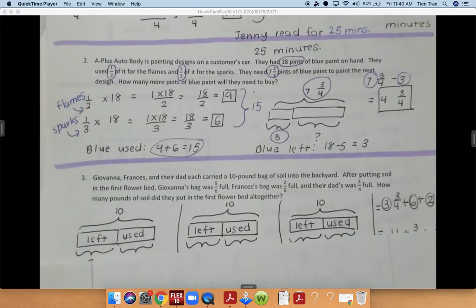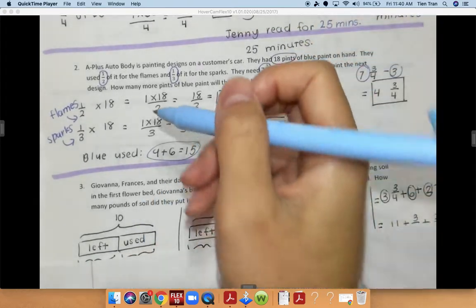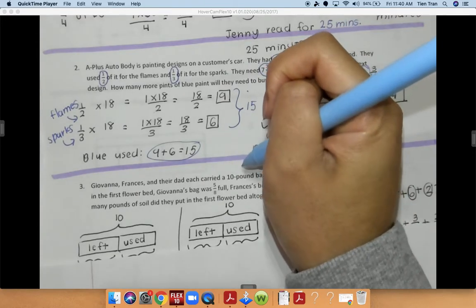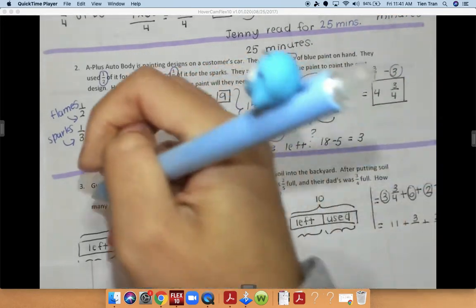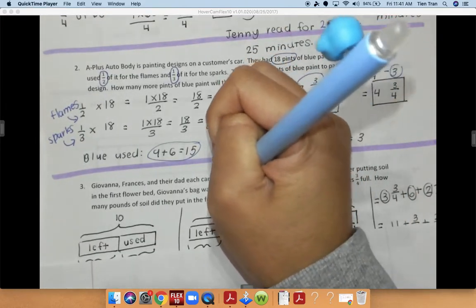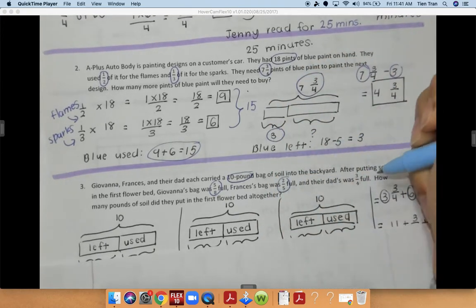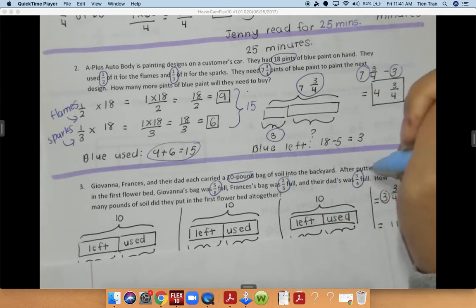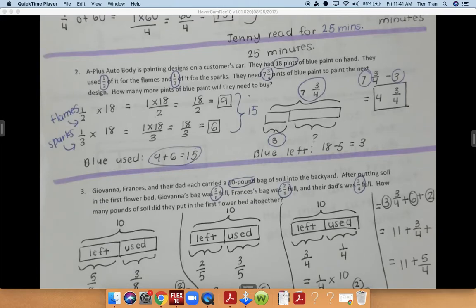Now, the next problem I have, it says here, Giovanni, Francis, and their dad each carried a 10-pound bag of soil into the backyard. After putting soil in the first flower bed, Giovanni's bag was 5/8 full, Francis' bag was 2/5 full, and their dad's was 3/4 full. How many pounds of soil did they put in the first flower bed altogether?